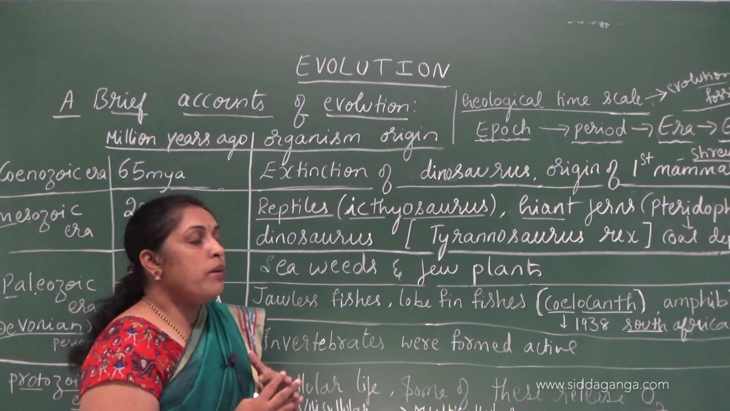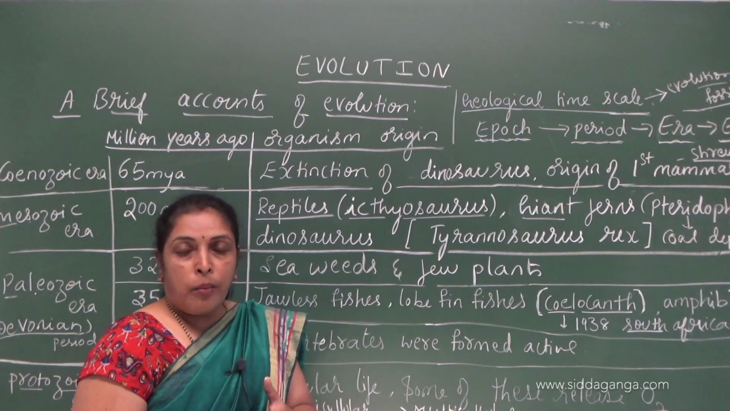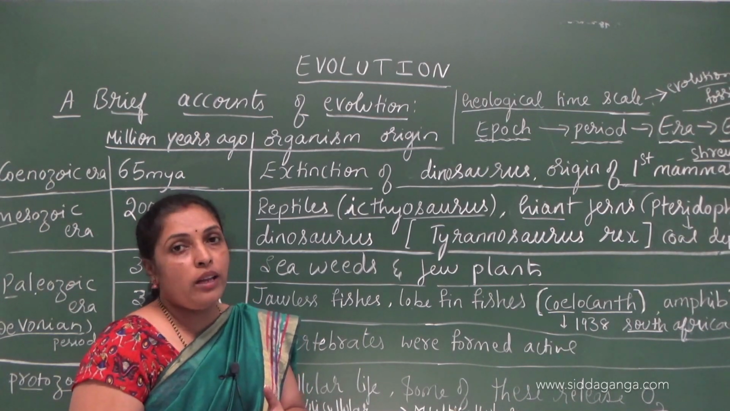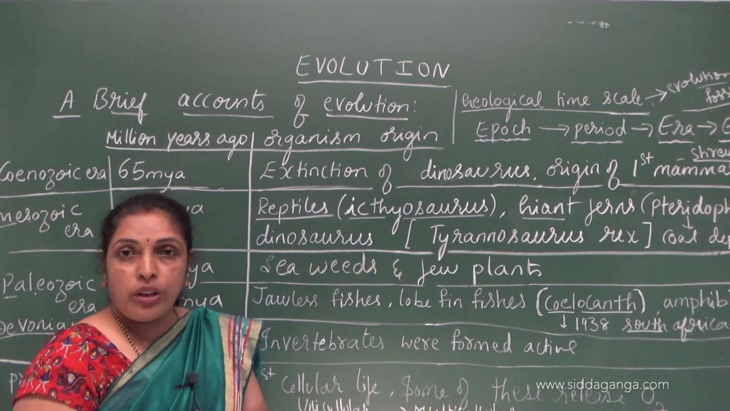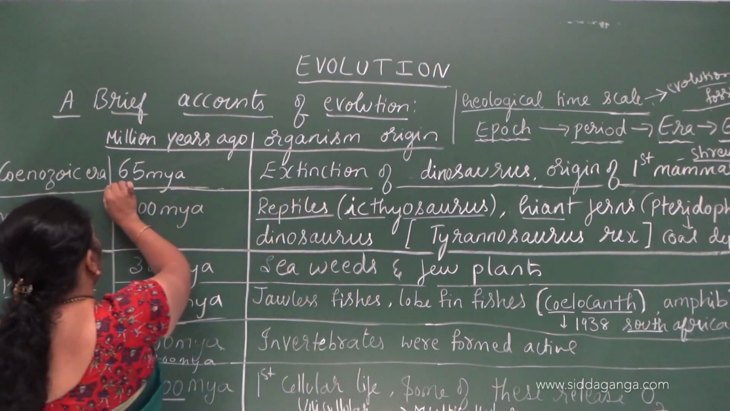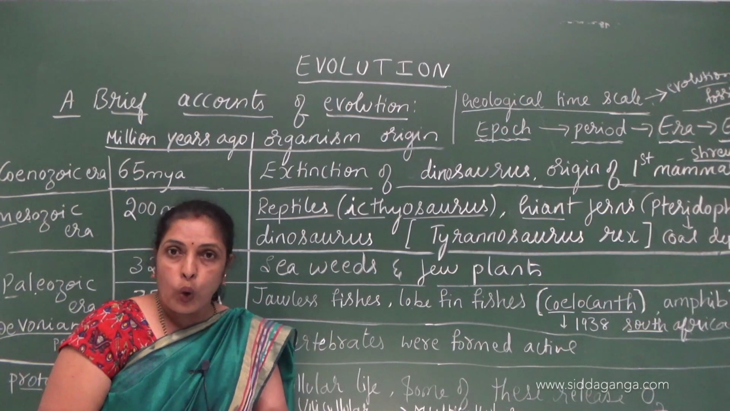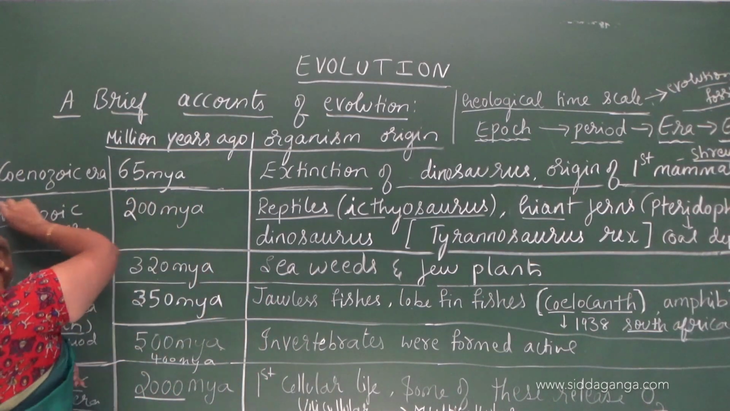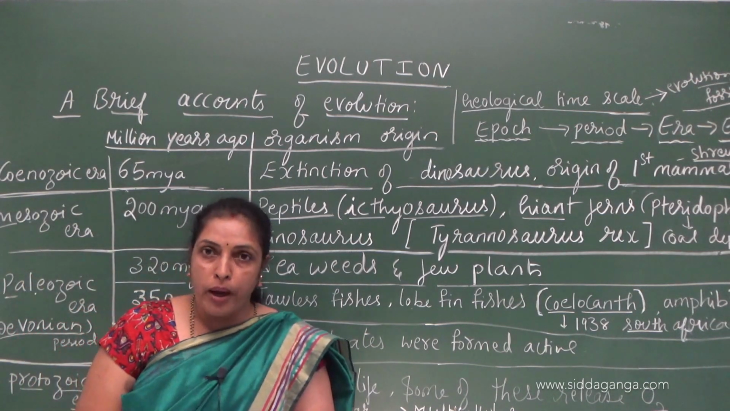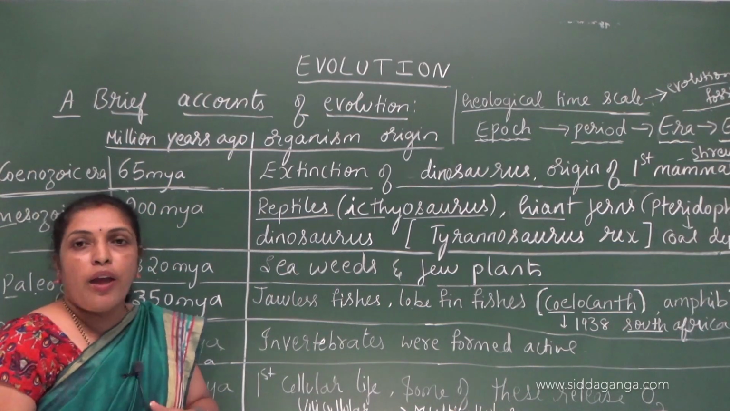Whereas the mammals of South America were reduced in number, or some became extinct, due to competition from the animals of North America. So all that we observed was in the years nearly 65 million years ago. Understood? And this Cenozoic era is considered the golden age of mammals. So this is a brief account of evolution.